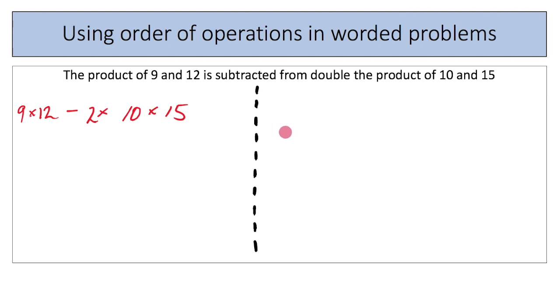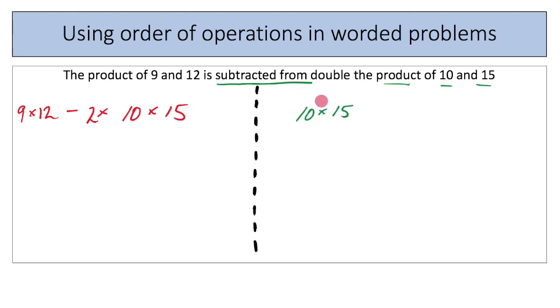So let's now really read it and not just go left to right. The product of 9 and 12 is subtracted from double the product of 10 and 15. All right, this right here is really important. So that means 9 times 12 is going to be subtracted from double the product of 10 and 15. So I'm first going to do this side of the question: double the product of 10 and 15. Now when it says the product of 10 and 15, that means 10 times 15.